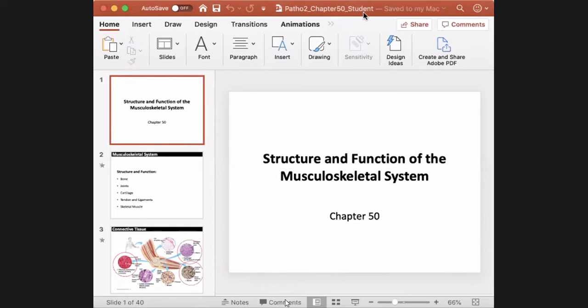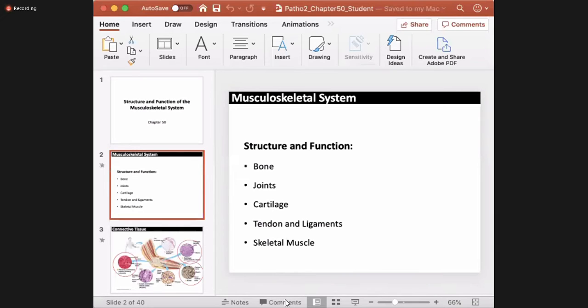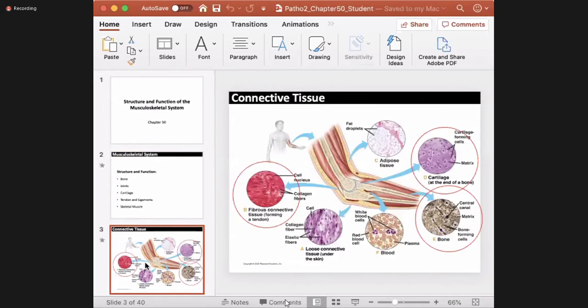All right. So in terms of our chapter 50 class, right, we are going to do the musculoskeletal system. So we will have the bone, joints, cartilage, tendons, ligaments, and skeletal muscle that we're going to be discussing, right? And this will really set us up for chapter 51. So in terms of our musculoskeletal system, we'll start off with the bone and the joints and the cartilage, tendons and ligaments. So we're going to be looking at connective tissue, right?